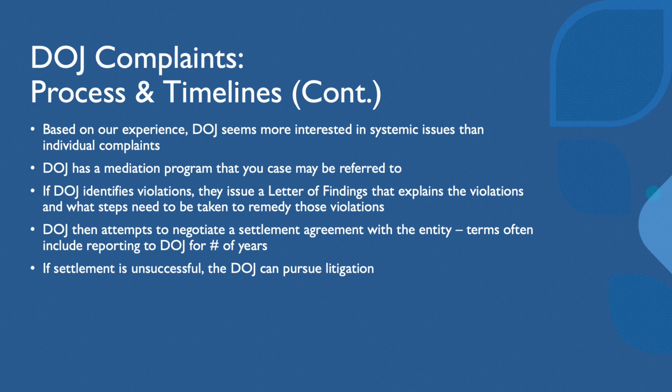If the DOJ finds violations, they issue a letter of findings that explains the violations and what steps need to be taken to remedy those concerns. The DOJ then attempts to negotiate with the entity. The person who filed the complaint isn't part of this negotiation or the resulting settlement agreement if one is agreed to. Terms of these agreements often include reporting to the DOJ for a number of years. If the DOJ is unable to negotiate a settlement agreement with the entity, they can pursue litigation instead. This lawsuit would be the DOJ versus the entity, and the person who filed the original complaint is not generally a party in the case.